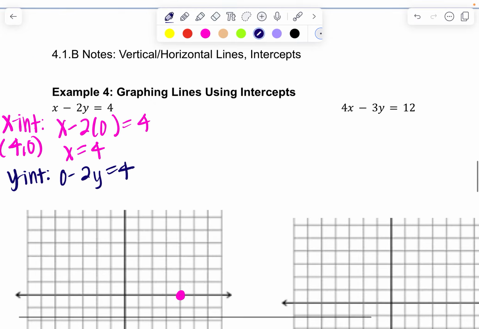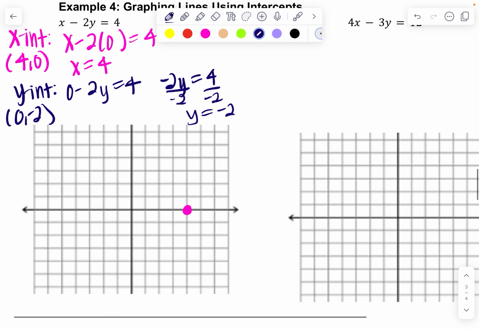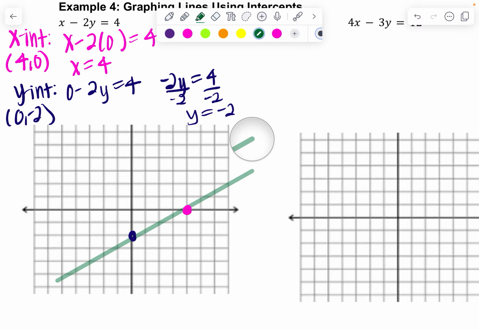My y-intercept, 0 minus 2y is 4. Well, 0 minus 2y is just negative 2y. So negative 2y is 4. And dividing by negative 2, we get our y-intercept is at negative 2. So (0, -2). And then we're just going to go ahead and connect those. Make sure it goes through both points. And there is our line of x minus 2y equals 4.